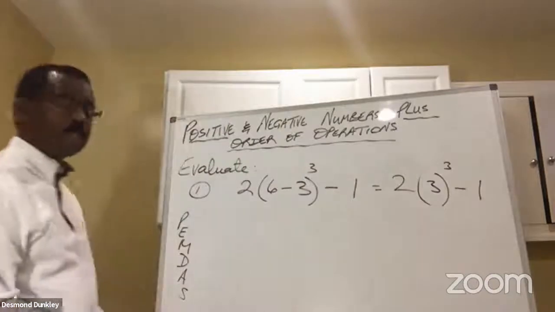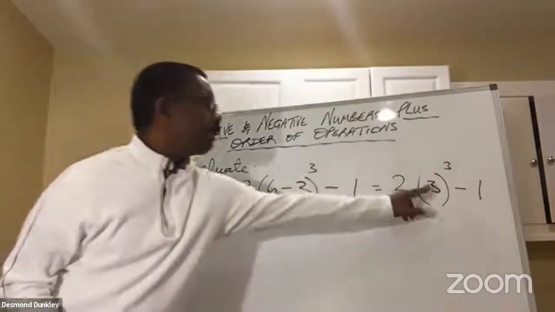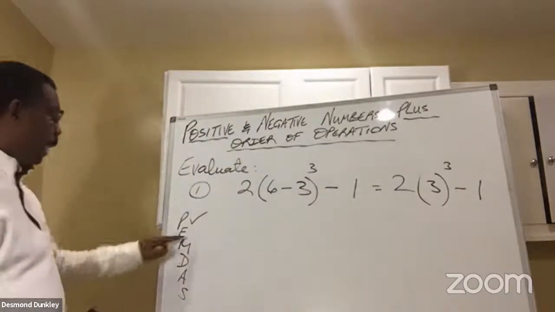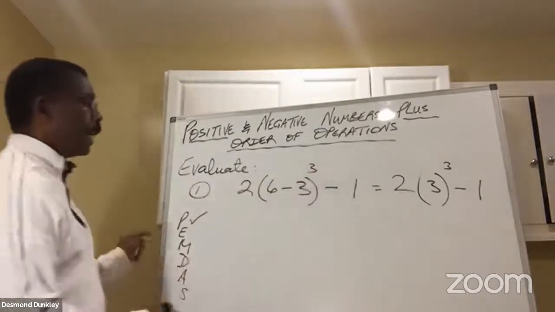So we have done the first step. We have taken care of the parentheses. 6 minus 3 gives us 3. Then what does it say? So we can check. Exponent, r is to the power 3. So we need to do that next.